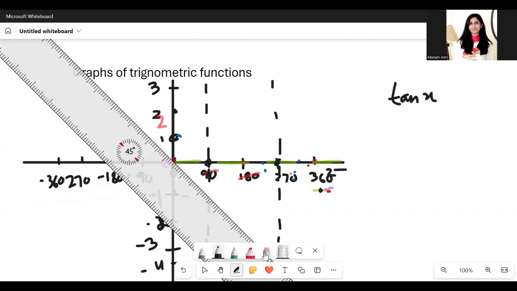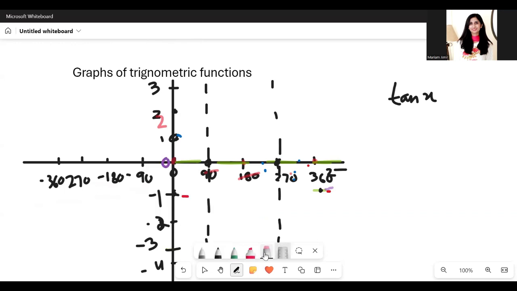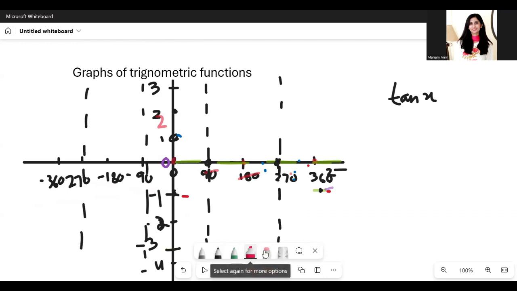So we're making a horizontal dotted line to represent that. Similarly, at tan minus 90, you'll get an asymptote. At tan minus 270, you'll get an asymptote. Find tan 0 in the calculator, you'll get a 0. Find tan 180 in the calculator, you'll get a 0. And at 360, you'll get a 0. Similarly, at minus 180, minus 360.